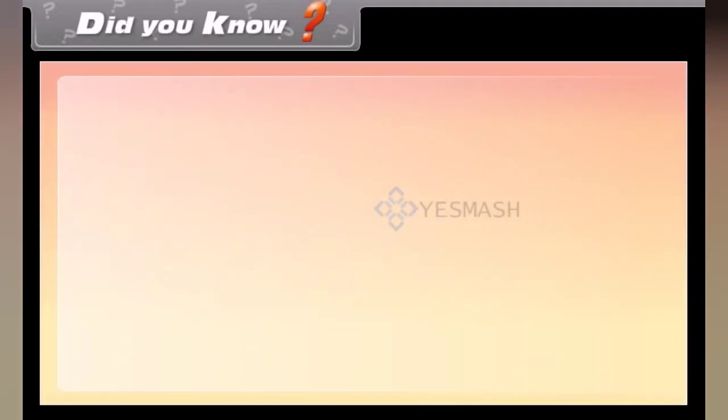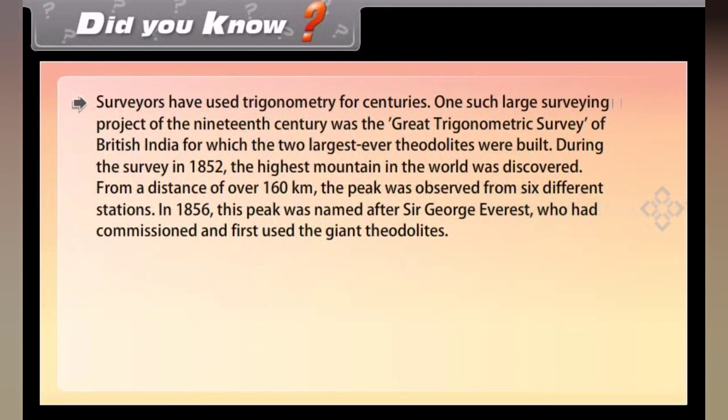Did you know? Surveyors have used trigonometry for centuries. One such large surveying project of the 19th century was the Great Trigonometric Survey of British India, for which the two largest theodolites were built. During the survey in 1852, the highest mountain in the world was discovered. From a distance of over 160 kilometers, the peak was observed from 6 different stations. In 1856, this peak was named after Sir George Everest, who had commissioned and first used the giant theodolites.